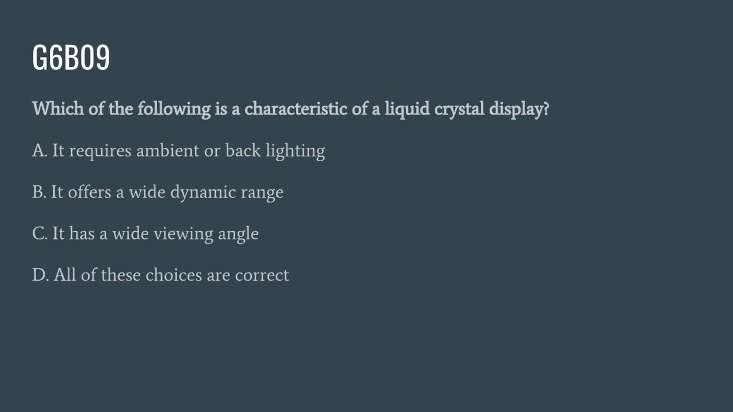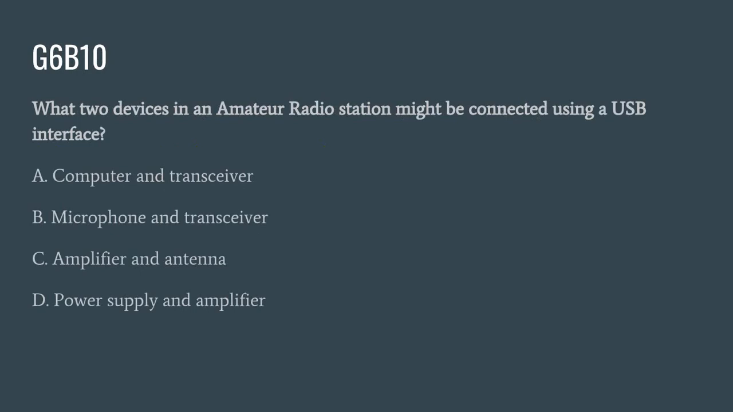G6B09, which of the following is a characteristic of a liquid crystal display? A, it requires ambient or backlighting. B, it offers a wide dynamic range. C, it has a wide viewing angle. Or D, all of these choices are correct. Correct answer is A, it requires ambient or backlighting.